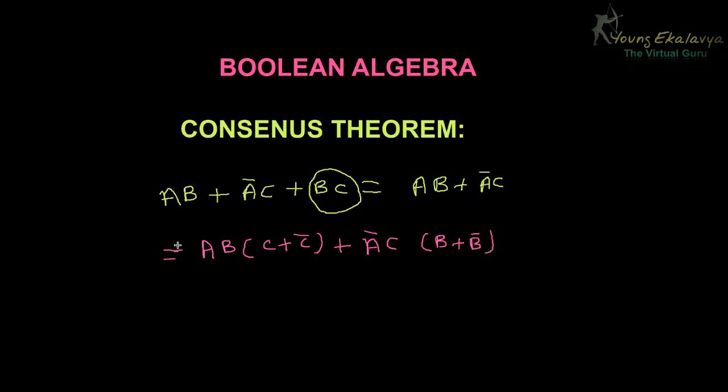And now it's almost simplified. I hope you are able to see the answer in this. Yes, this one always results in 1, and even this one always results in 1. So the result is AB plus A bar C. Very simple, right? We have got the RHS. This is equal to RHS. So at last what we should write? Hence proved.